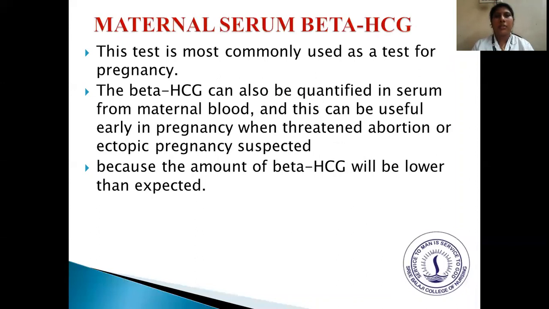Then the maternal serum beta HCG. This test is most commonly used as a test for pregnancy. The beta HCG can also be quantified in serum from maternal blood, and this can be useful early in pregnancy when threatened abortion or ectopic pregnancy is suspected, because the amount of beta HCG will be lower than expected in this condition, threatened abortion and ectopic pregnancy. So we are evaluating the patient with the maternal serum beta HCG test.